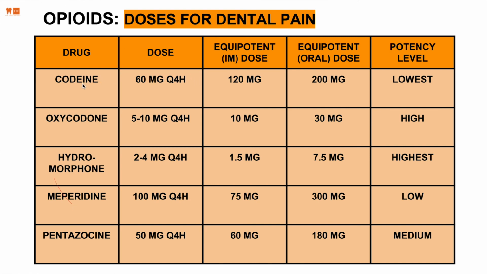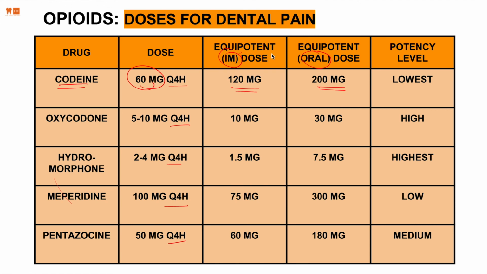Now, these I have combined as a summary. Let's start with codeine. 60 milligrams Q4H, which is the regular dosage for all opioids, right? Q4H. Equipotent dose in IM is 120 milligrams. So basically your regular dose is 60 milligrams, IM is 120, and the same effect that you need is 200 milligrams for oral. What does equipotent mean?